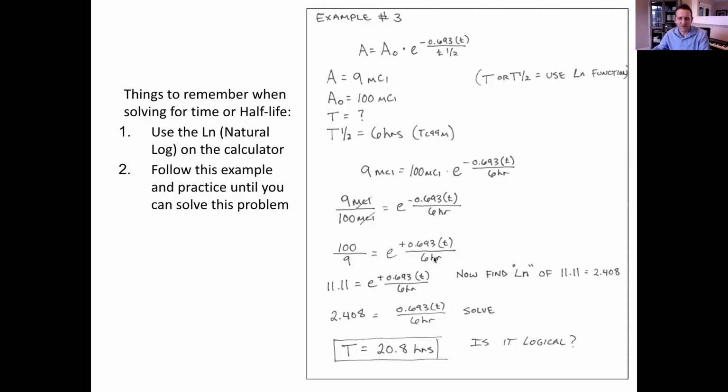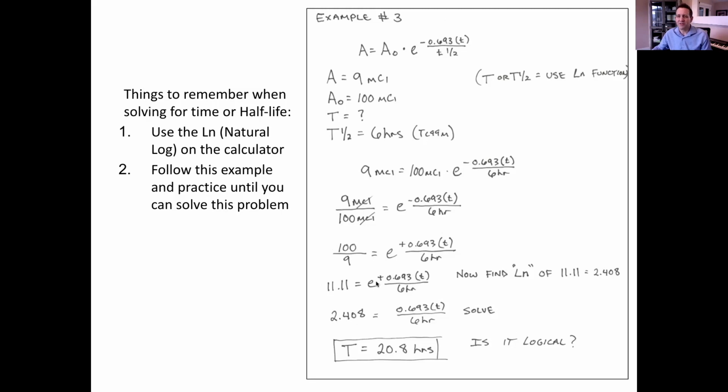Okay? Now, at this point, what we can do is solve the left side of this equation, or at least make it a real number. So 100 divided by 9 is 11.11. So now our equation reads 11.11 equals the log of positive 0.693 times time over 6 hours, which is our half-life. Now at this point, because we have a positive, we can use this natural log function to get rid of our logarithm.